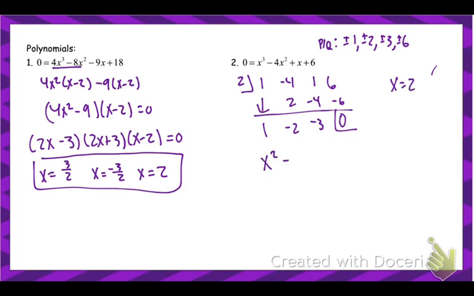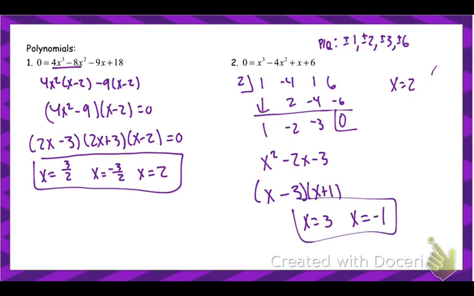Then I look at the remaining polynomial. If it's quadratic, great. You can go ahead and find your other two answers. If it's not quadratic, you've got to go through that process again or see if you can factor. In this case, it's quadratic. It does factor. So we can see our other two answers are x equals 3 and x equals -1.